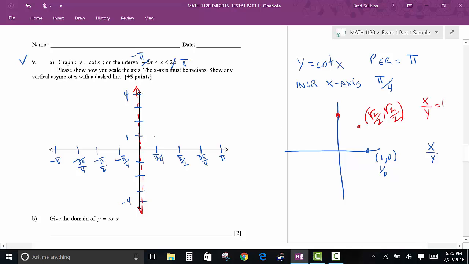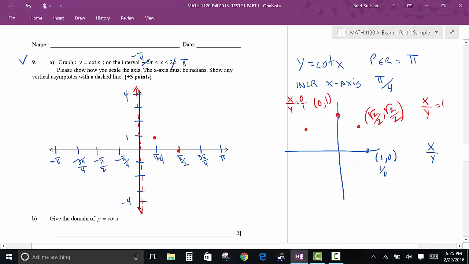So that means the cotangent of pi over 4 is 1. Okay, if you go to 90 degrees, or pi over 2, you have the point (0, 1). So in this case, x over y is going to be 0 over 1, so it's going to be 0. So you have a point like that.